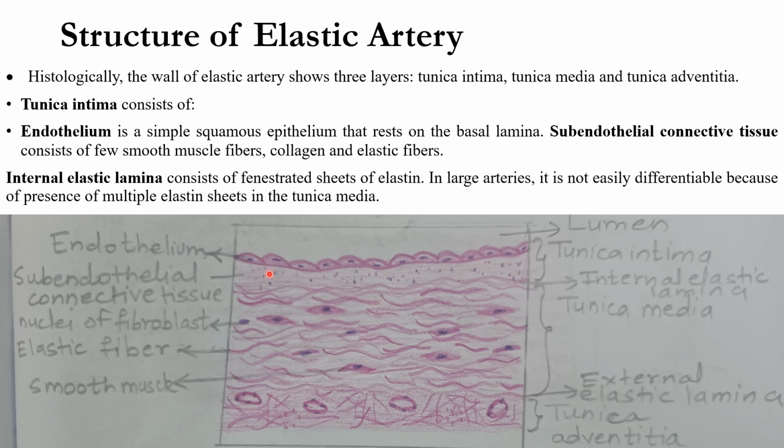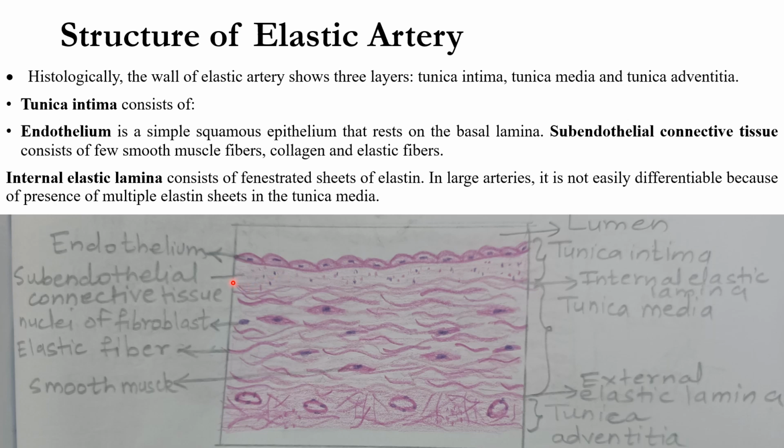So first we will see the tunica intima. Tunica intima is lined by the vascular endothelium, which is simple squamous epithelium resting on the basal lamina. So this is the endothelial lining. Below that we have subendothelial connective tissue. The subendothelial connective tissue is mainly formed by few smooth muscles, collagen fibers and elastic fibers. As it is elastic artery, more amount of elastic fibers are present in the subendothelial connective tissue.